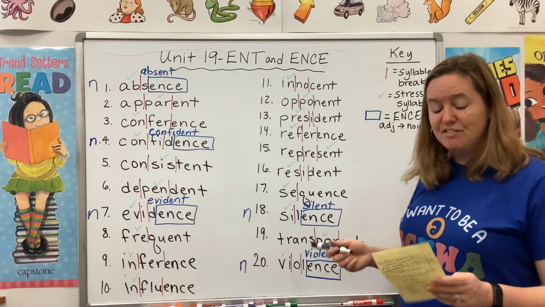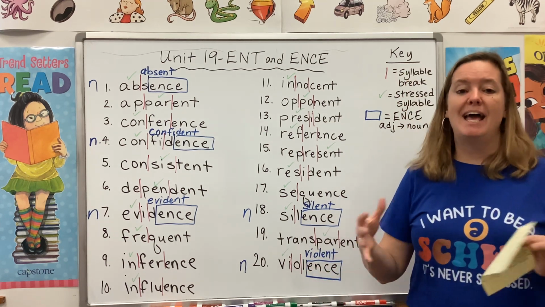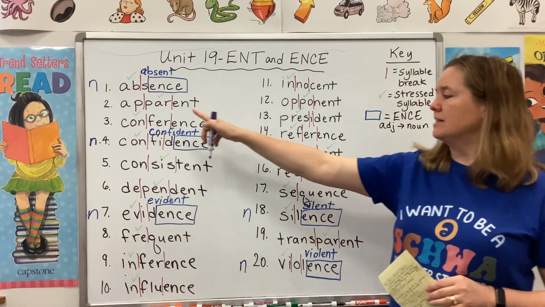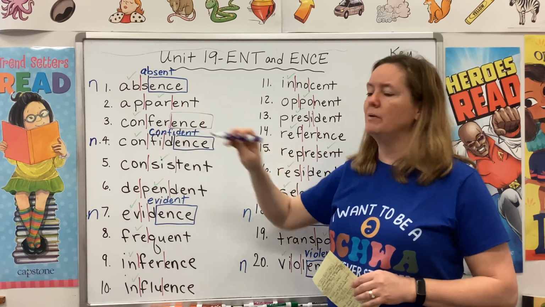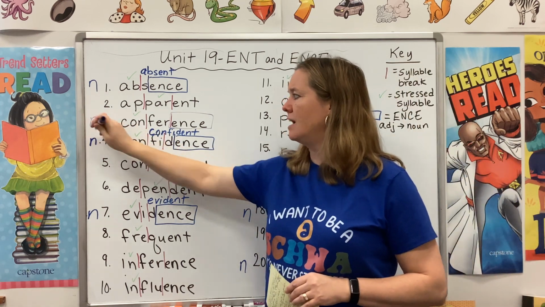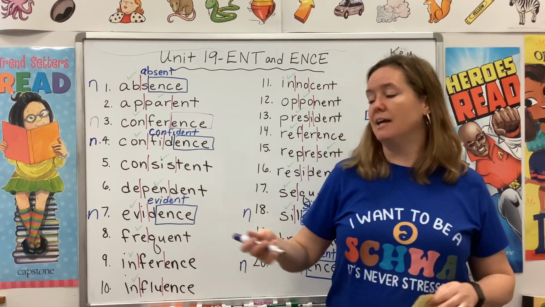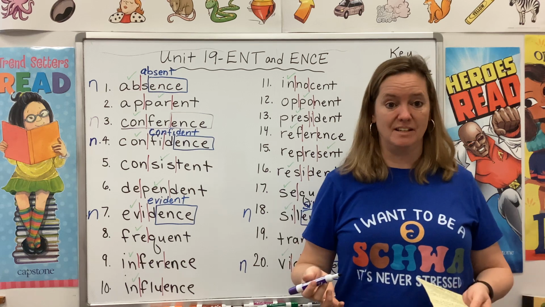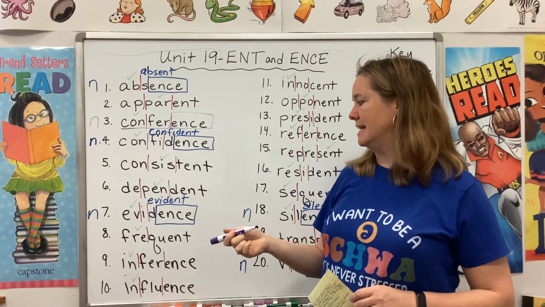Okay, every once in a while, we can take a verb and change it to a noun as well. So let's look at the word conference. That also ends with ENCE. Well, a conference is a meeting, right? Like a parent-teacher conference. And what happens at that meeting? Well, your teachers and your parents confer. They sit down and discuss things, right? So confer is a verb. It becomes conference, which is a noun.